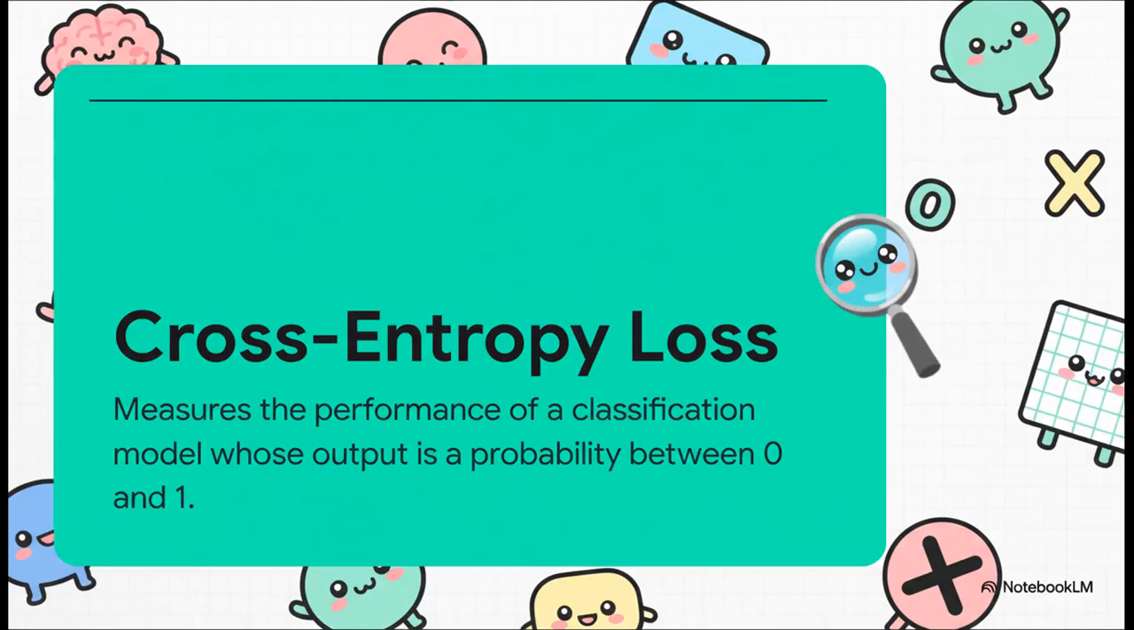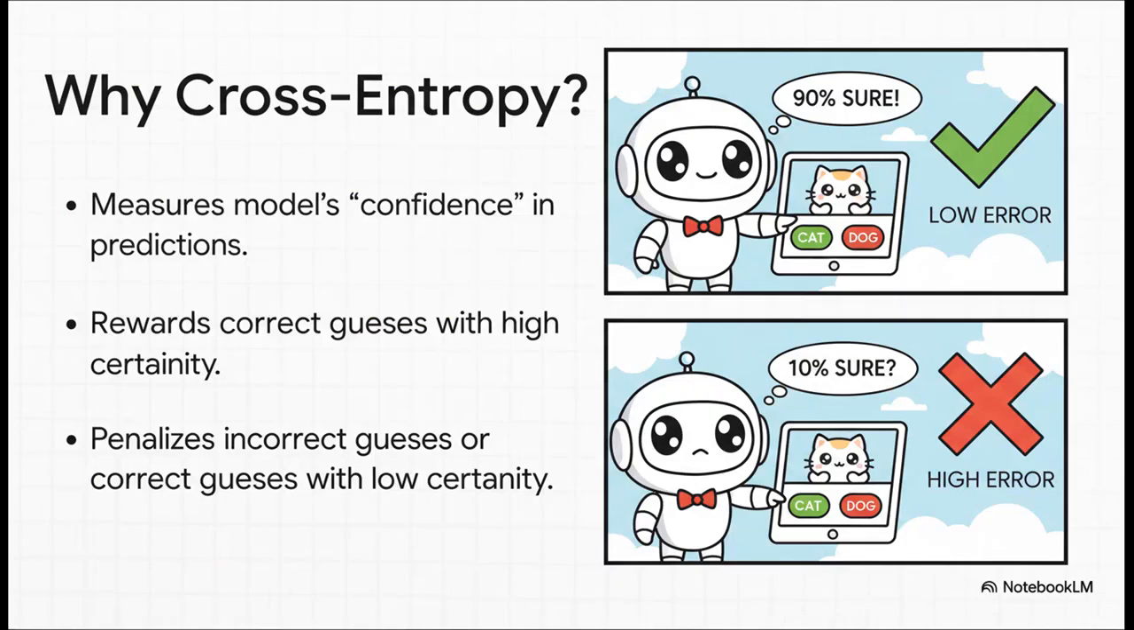For this, we use something called cross-entropy loss. It's designed specifically for classification models that spit out probabilities. So instead of measuring a numerical distance, it measures how different the model's predicted probability is from the actual truth. What makes cross-entropy the right tool for the job is that it's built from the ground up on probability theory. It works perfectly with models like logistic regression or neural networks that give us probabilities as their output.